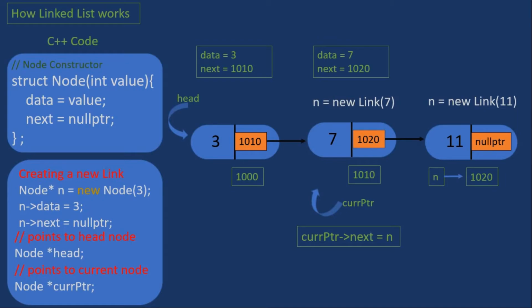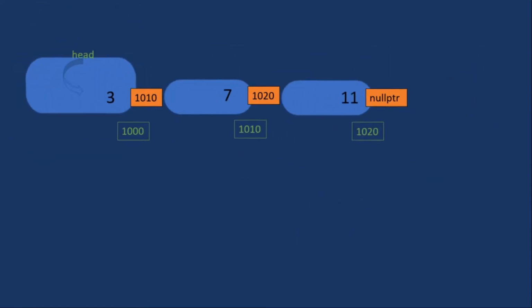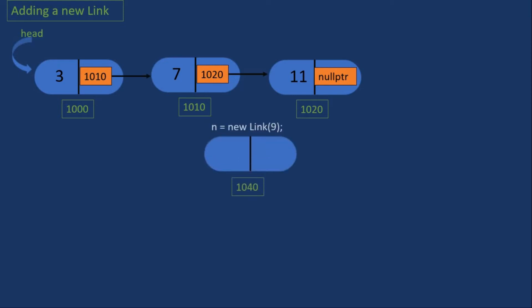It's really easy to add nodes if you create functions to add nodes for us, as I will show you in the next video. Let's look at what happens if we added a node somewhere in the linked list. Say we want to add a node with data 9 in front of the node with data 7. Well, we'll have to change the next pointer of the node 7 to point to 1040, which is the location of the new node, and then change the next pointer of the node with value 9 to point to 1020, which is the location of node 11.